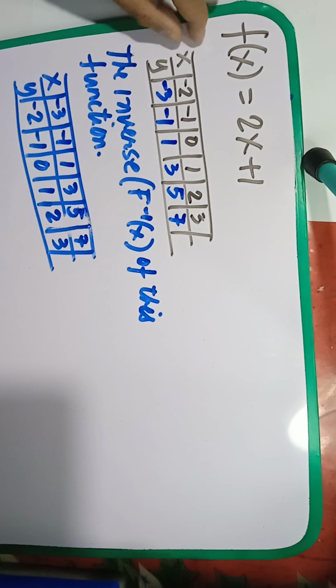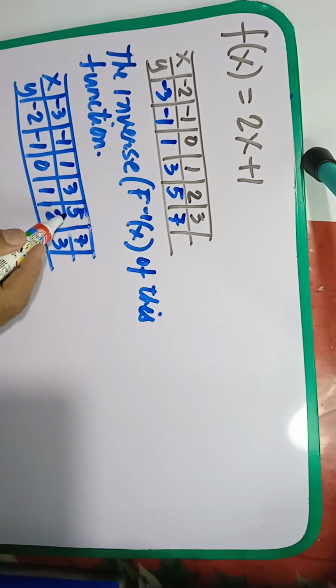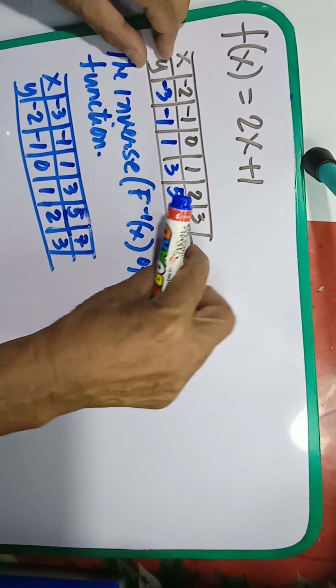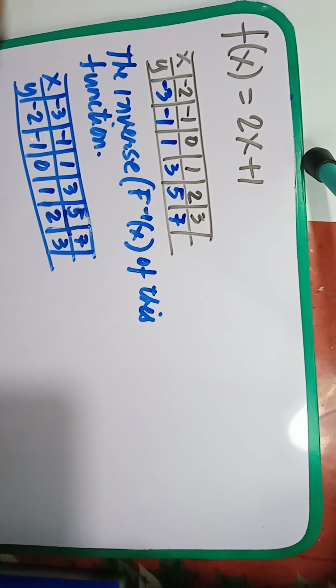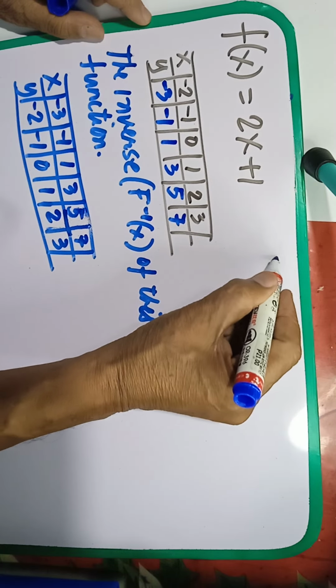So, the domain of the function becomes the range of the inverse function. And the range of the function becomes the domain of the inverse function. It simply means, no?